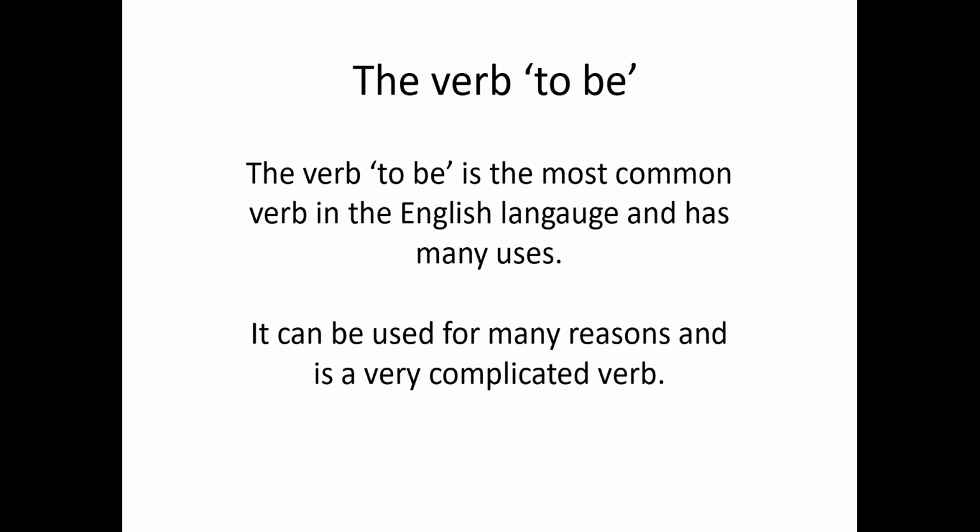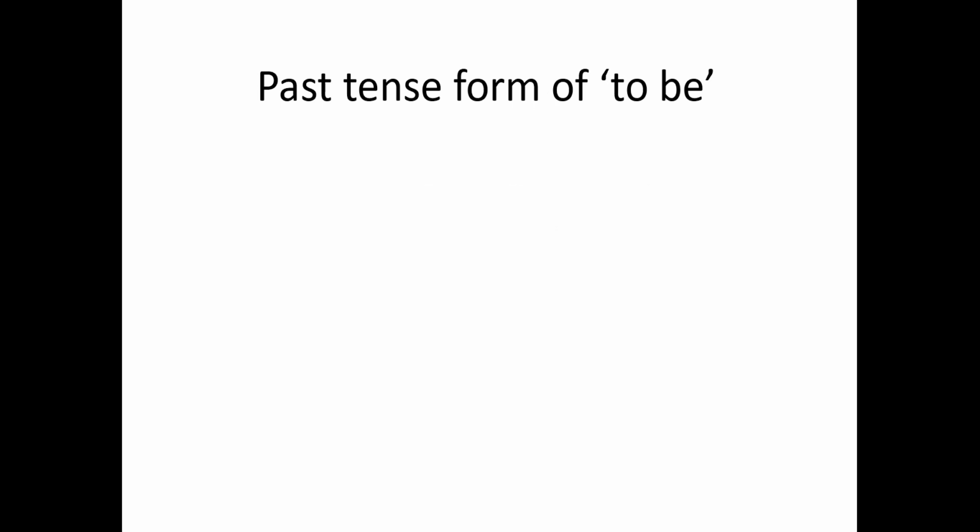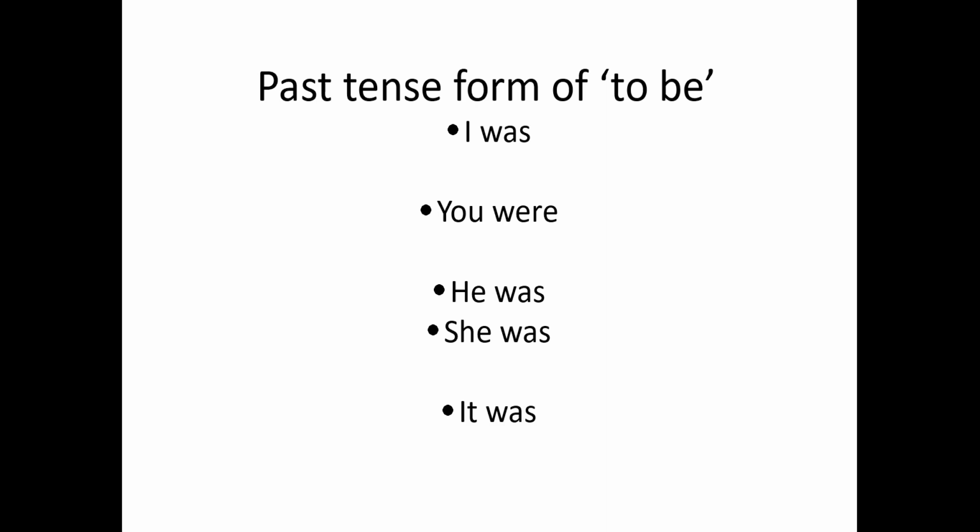Let's have a look at the past form of the verb to be, and we'll look at all the pronouns for it. I was. You were. He was. She was. It was. We were. They were.